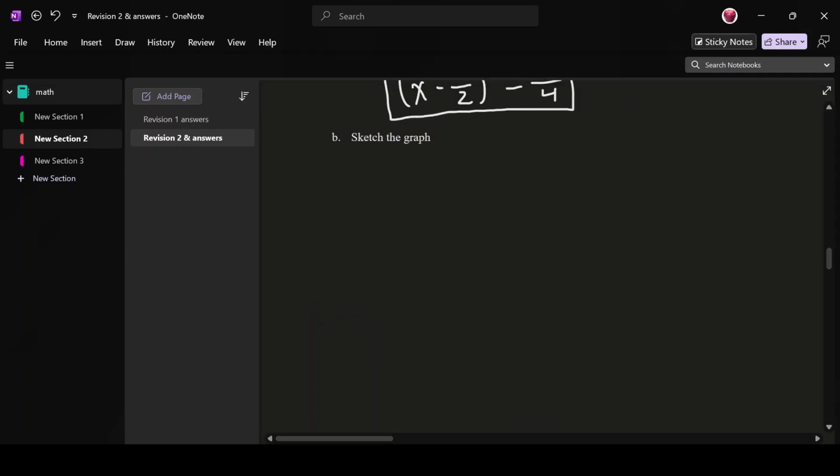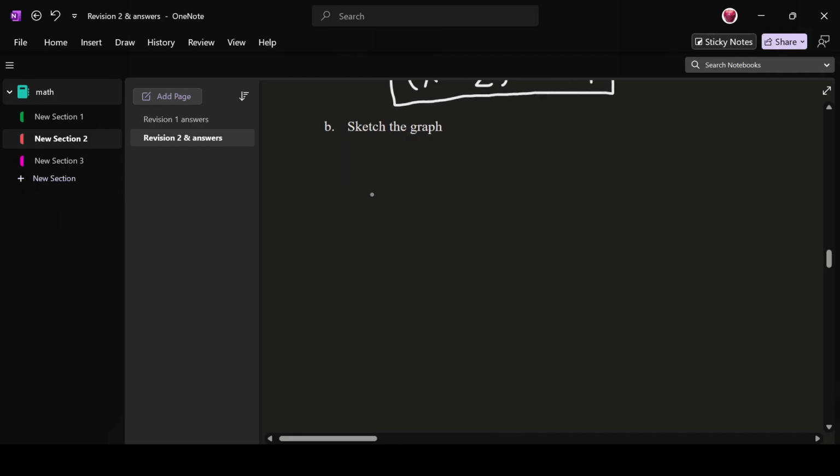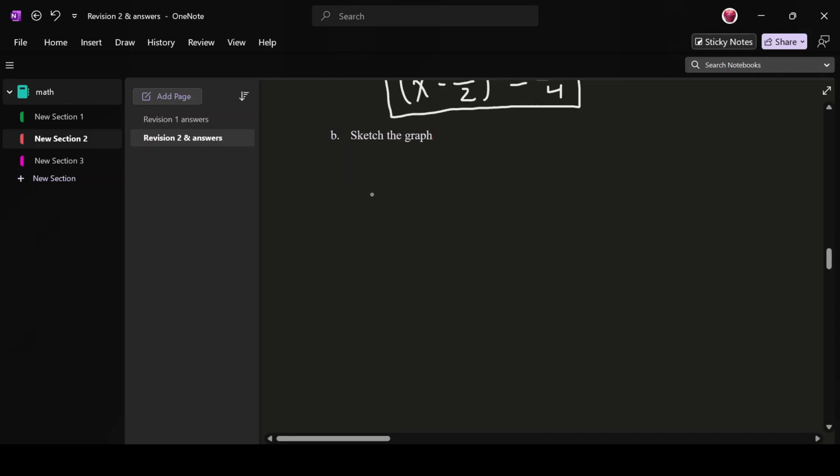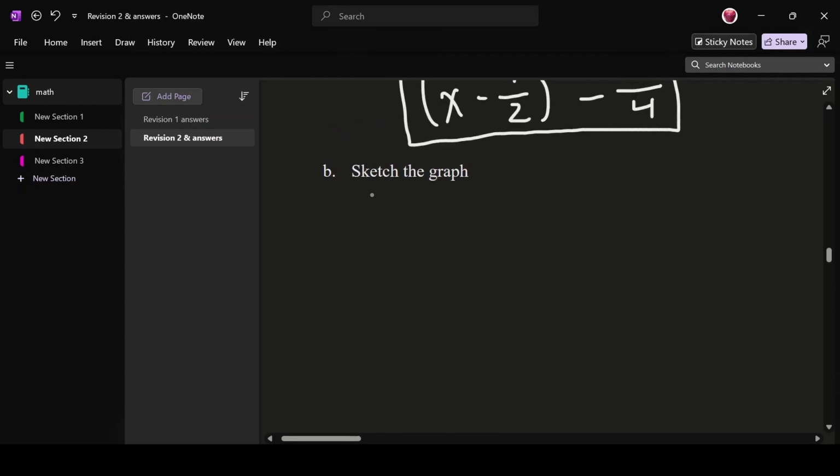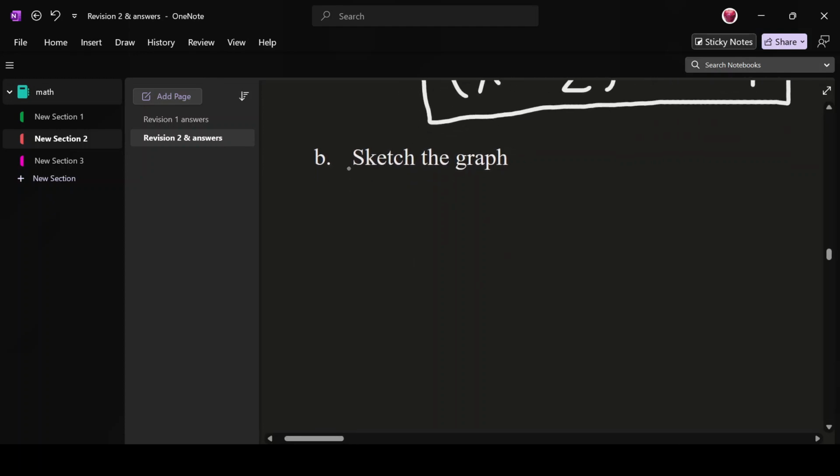Alright, part B, sketch the graph. When we want to sketch the graph, before we sketch a graph, we have to find several points. Alright, give me a sec. I need to lower down the thickness of my brush. Okay, that's better. So, the points that you have to find before sketching a graph are the x-intercepts, the y-intercept, only one, and the turning point.